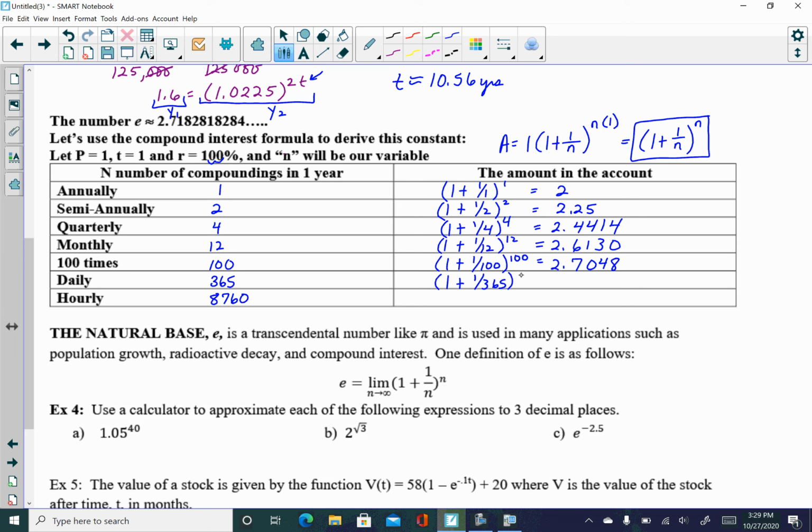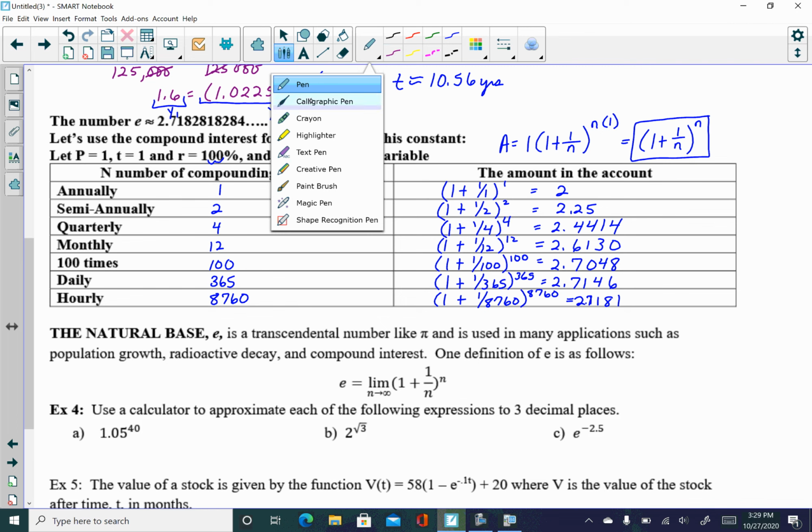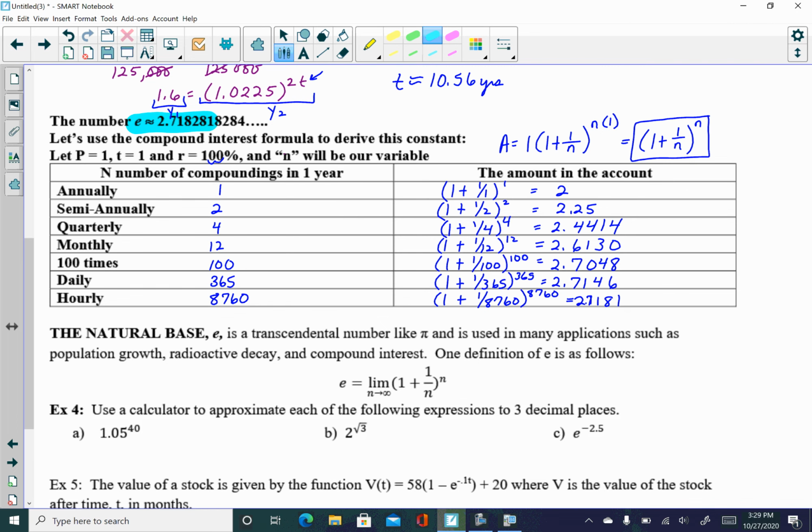And then your next one, 1 plus 1 over 365. You'll notice here my n just keeps getting bigger. And then I have 2.7146. And then lastly, let's make that n really large. 1 plus 1 over 8760 raised to the 8760. And that should put you at 2.7181. And that should start to look very similar to this e value up here.